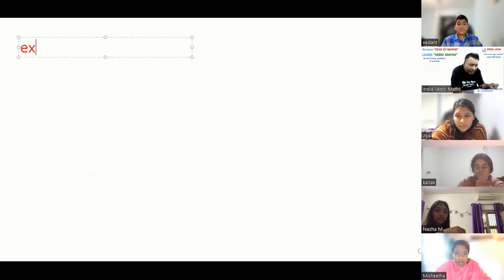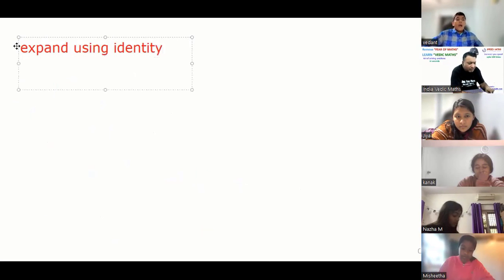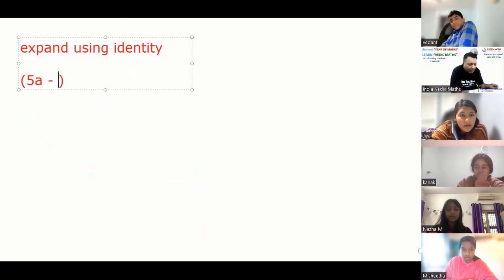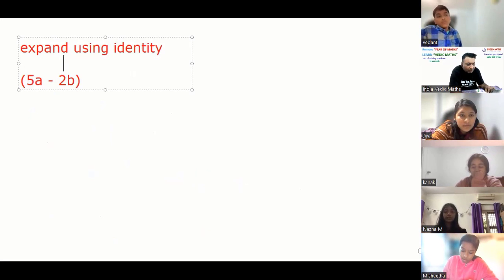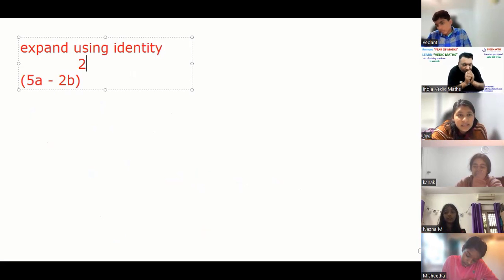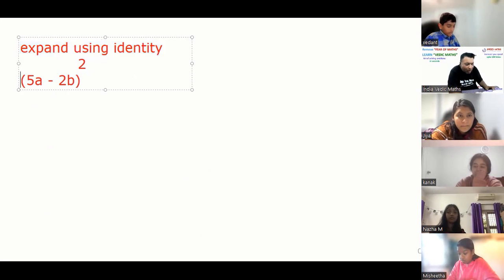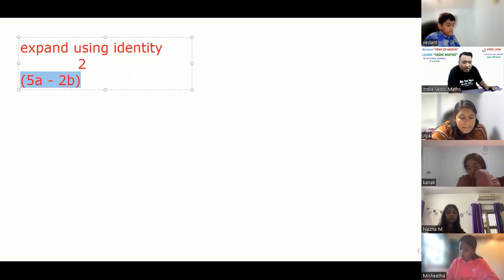Expand. Expand means the same thing. Expand using identity. For the last question, what do we do? Expand only; different naming is there. You expand it, you solve it, you simplify it, all mean the same. So this thing you are going to expand into more terms, right? So we have to expand this.